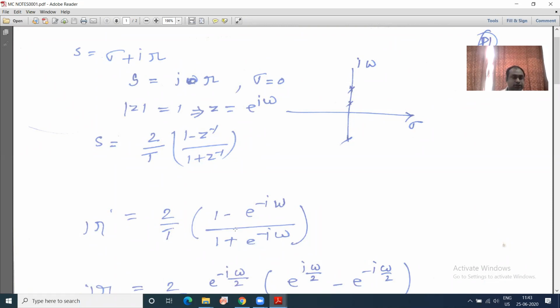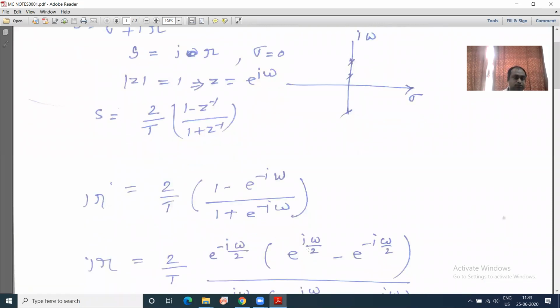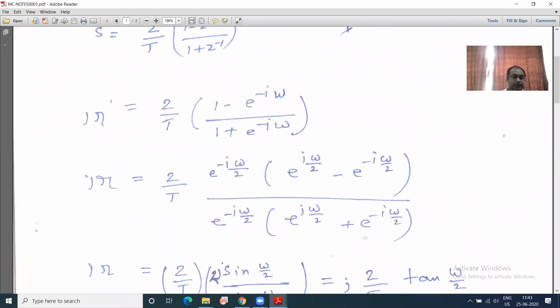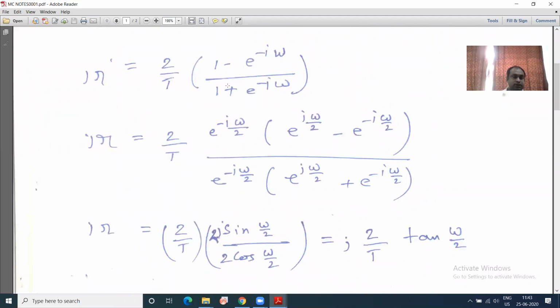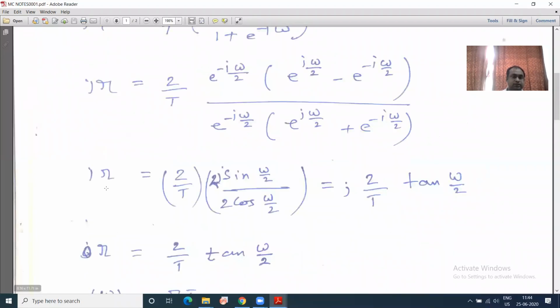If you substitute here, because z equal to e power j omega, z inverse e power minus j omega, then this will be e power minus j omega by 2. If you take common, e power j omega by 2 minus e power minus j omega by 2, divided by e power j omega by 2 plus e power minus j omega by 2. Then if you simplify you will get j omega equal to j 2 by T tan omega by 2.